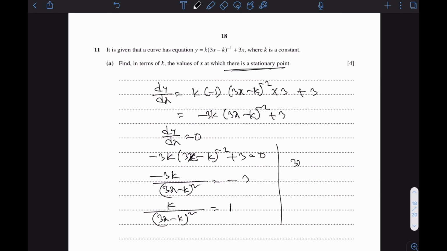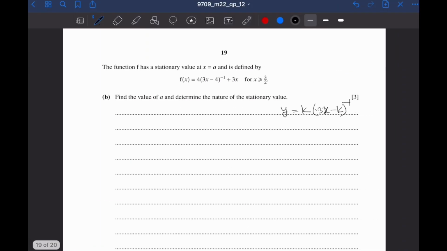Let me do cross multiplication. (3x minus k) whole square equals k, then 3x minus k equals plus or minus root over k, so 3x equals k plus or minus root over k, x equals (k plus or minus root k) divided by 3. So these are the stationary points, the stationary point in terms of k.